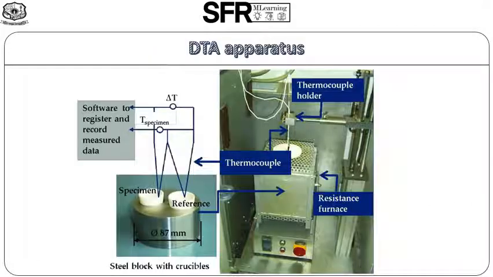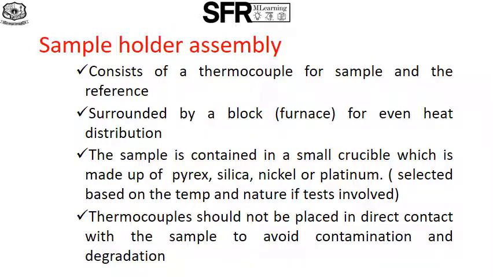This represents the DTA apparatus. The DTA apparatus consists of four main parts. First one is the sample holder. The sample holder holds the sample as well as the reference. Second one, furnace and the temperature programmer. Third one, metallic block. And the fourth one, thermocouple. Let us see one by one.